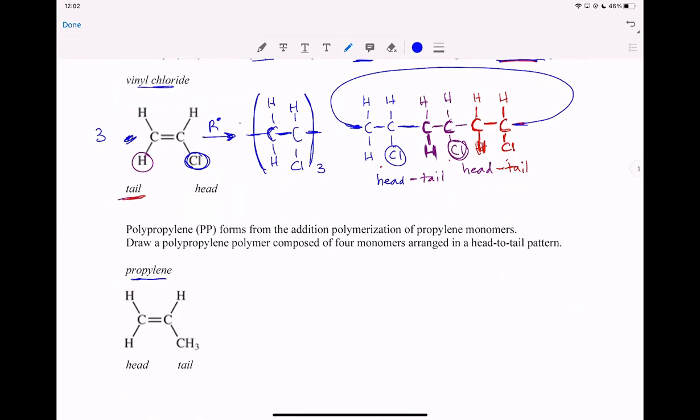This is assigning one side to be the head and the other side to be the tail. So this time, the CH3 group, the different part, is going to be assigned the tail. So that's what I mean. You can decide either side can be the head or the tail, but you do have to make that decision. So you need a polymer composed of 4 monomers. So I need 4 of these in the head to tail pattern.